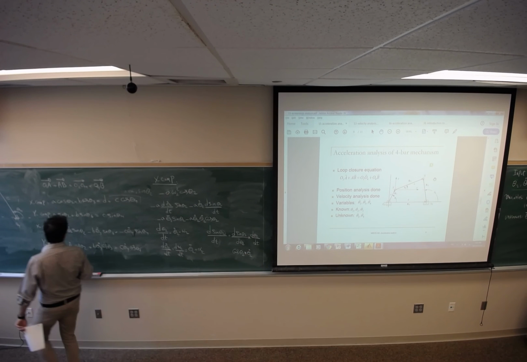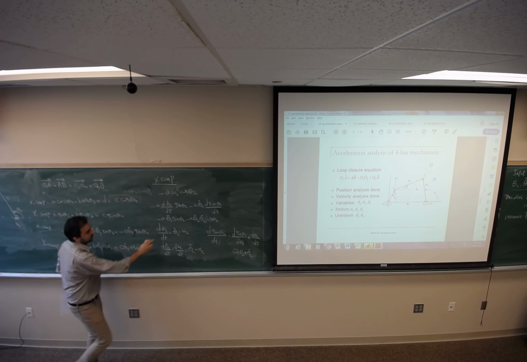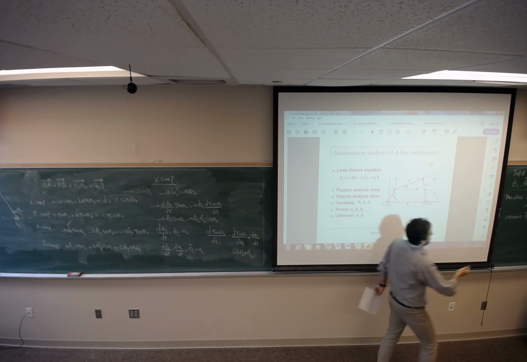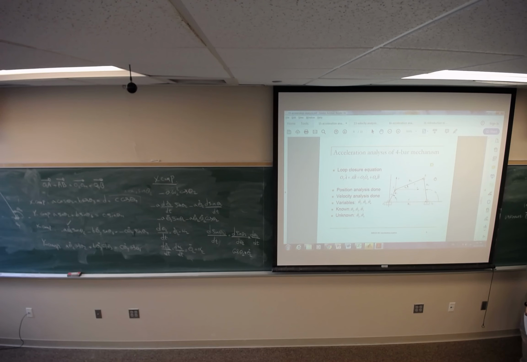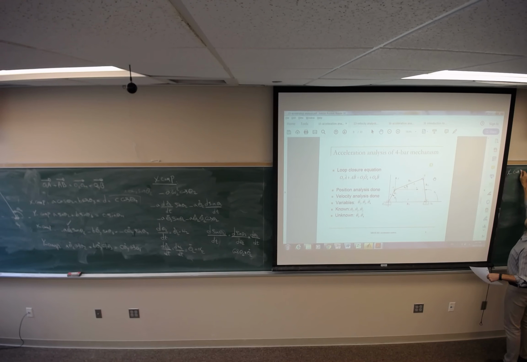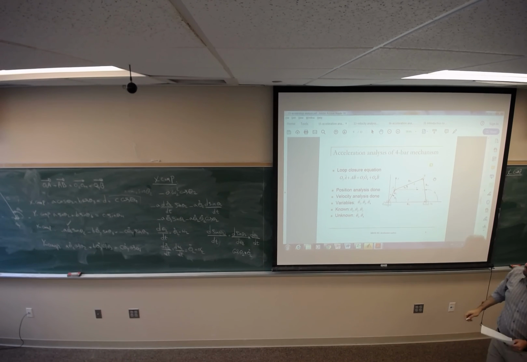So we are done with the first one. I'm just rewriting the first term right here, x component: negative a theta double dot 2 sine of theta 2, negative a theta dot 2 square cosine of theta 2. I'm done with the first term.